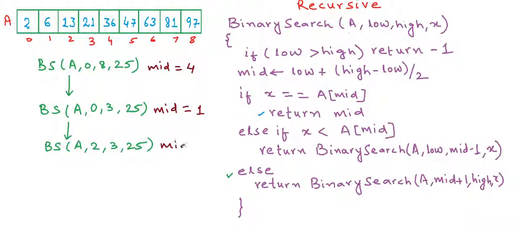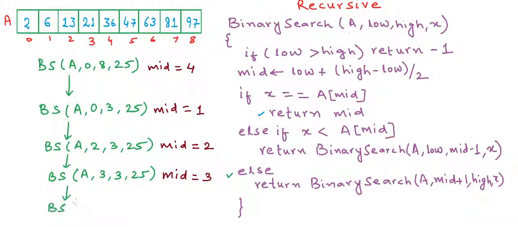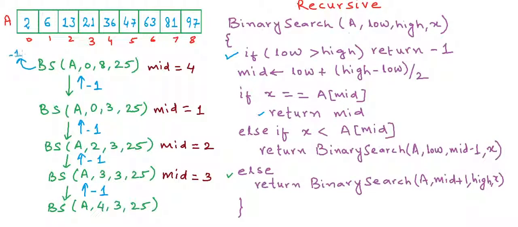Now mid would be 2, and this time we will make a recursive call to find 25 in the range 3 to 3. It's still a valid range. Low is not greater than high. Mid would be 3. And now 25 is greater than 21. So we make a recursive call using the third condition to mid plus 1, which would be 4, and high would be 3 still. And this time low is greater than high. So we come to this condition where this method simply returns -1 and finishes. Now this method also returns -1, and this gets propagated all the way up. And finally this method returns -1 to its caller, the main method.